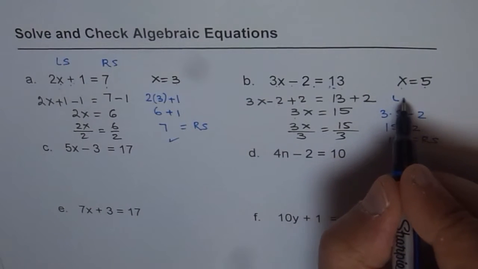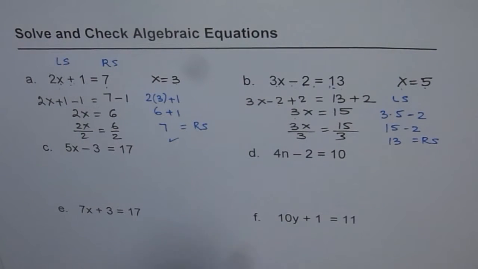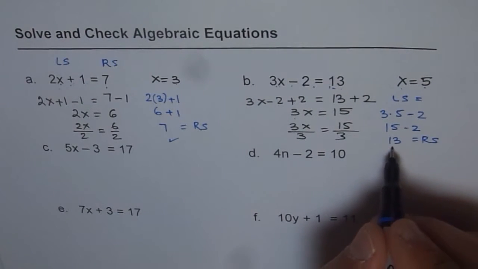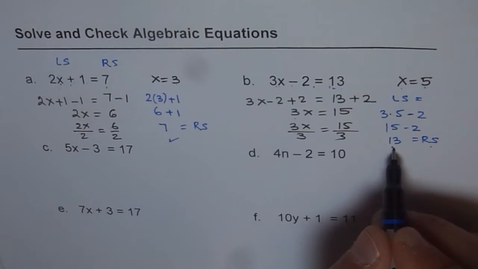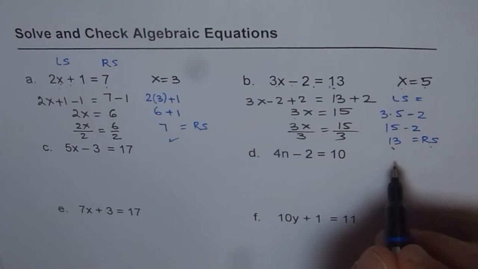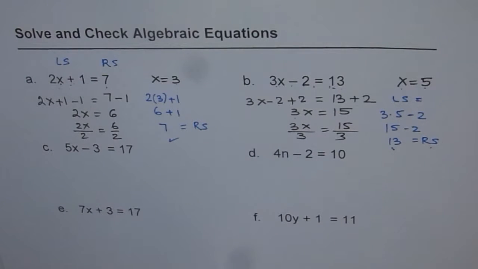So you start with one side, in this case the left side, and you land up with a number on the right side. If you get exactly the same number, that means your solution is correct and you have checked for it, okay? That's what we mean by solving and checking. Now I will solve the next question and it will be up to you to check it.